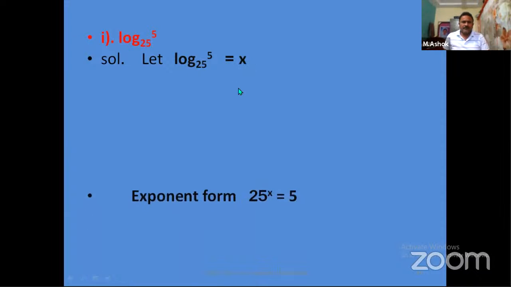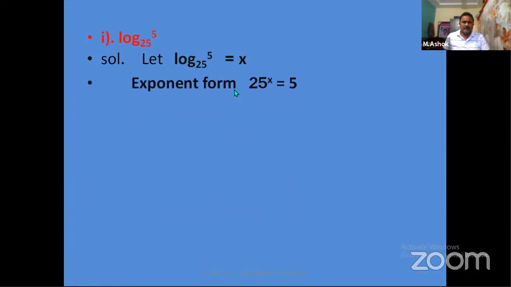So I am writing it in exponential form: 25 to the power of x is equal to 5. In these situations, we have to make the bases equal on both sides. Then only you can compare the exponents. So I am writing 25 as 5 square. Okay, 5 is 5 to the power of 1. Nothing is there, so 1 will be there.